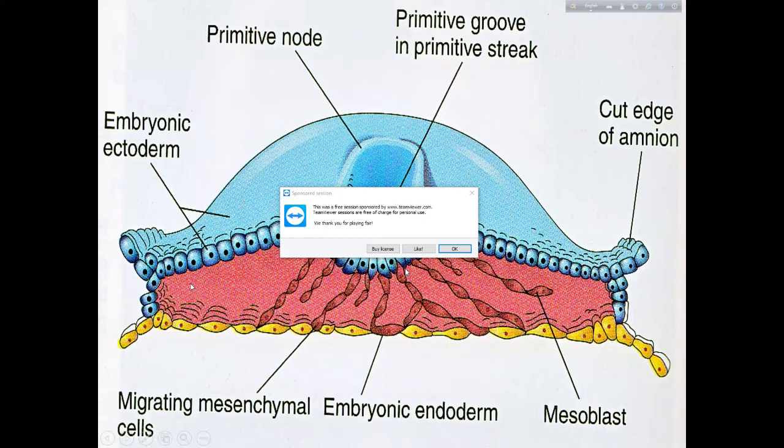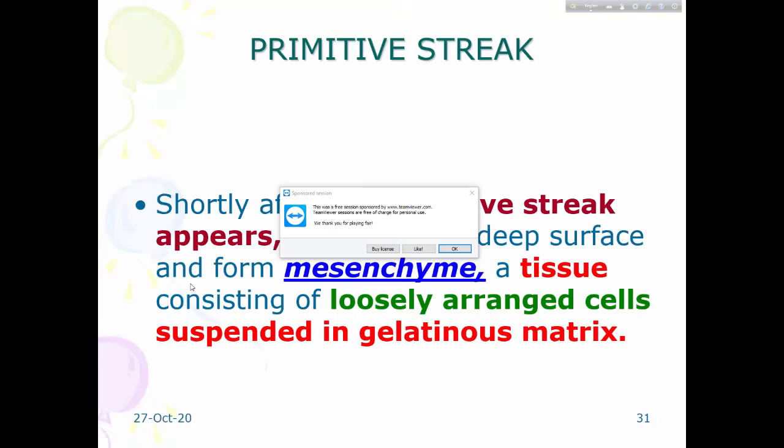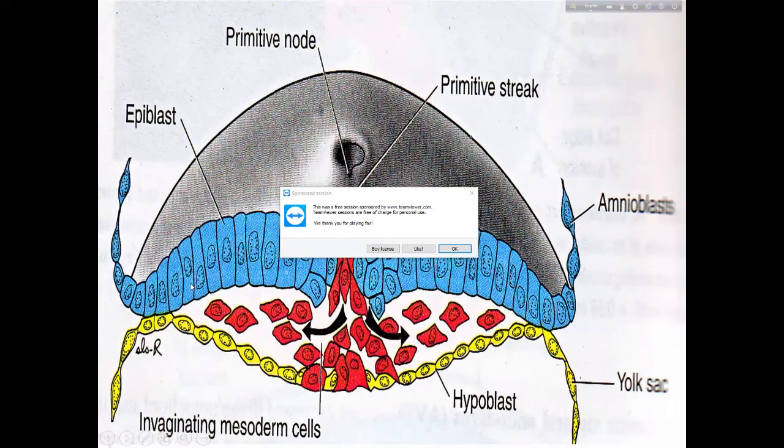So what is mesenchyme? Cells leave the primitive streak's deep surface and form mesenchyme, a tissue. Look here, the epiblast cells invaginate. There is an interesting thing here, I will tell you in language later on. Just try to understand from here. This is the primitive streak, and the cells are invaginating. Look at the arrow, and there is the formation of the primitive groove and primitive pit.